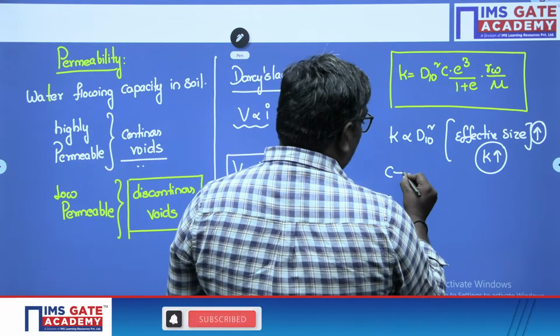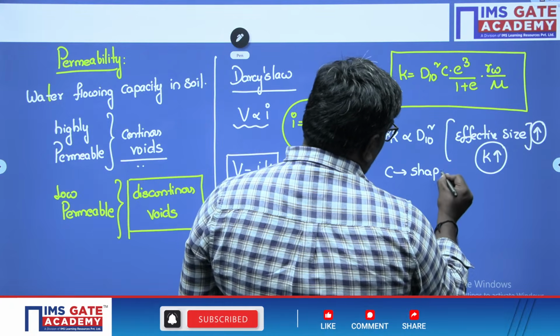Next, what is C we have? C is nothing but the shape constant.